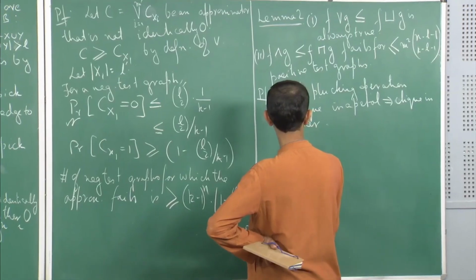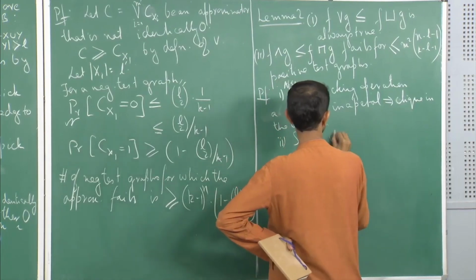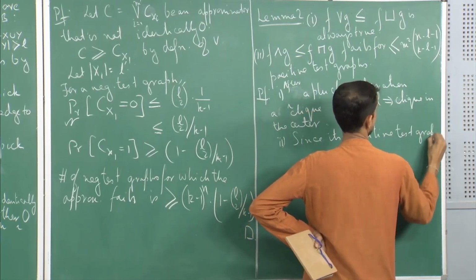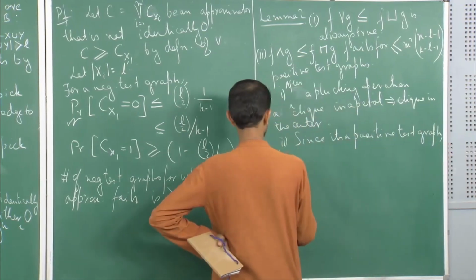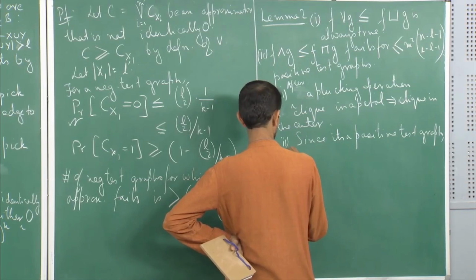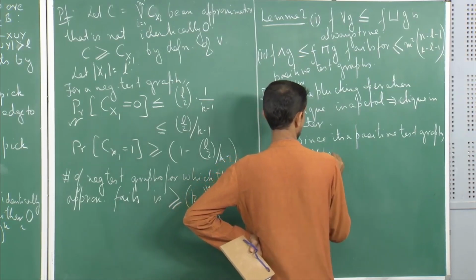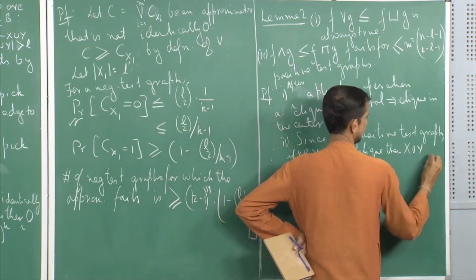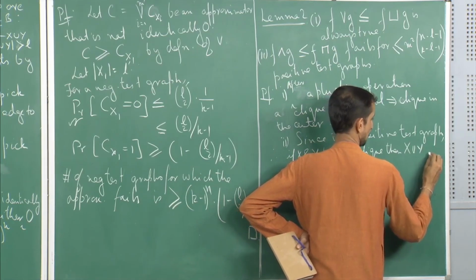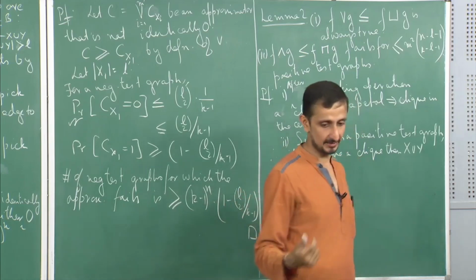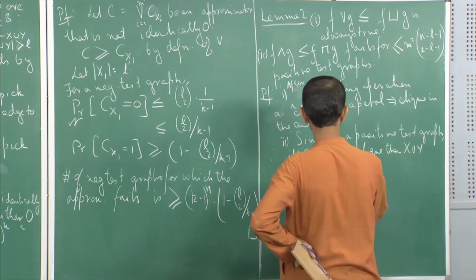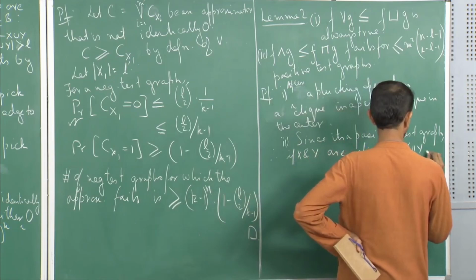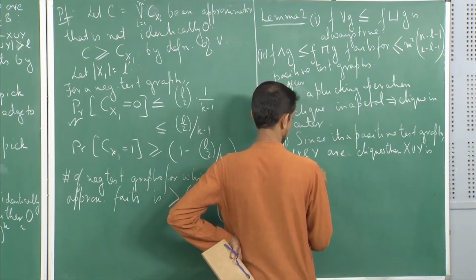So since it is a positive test graph, if x and y are clicks, then x union y is also a click.